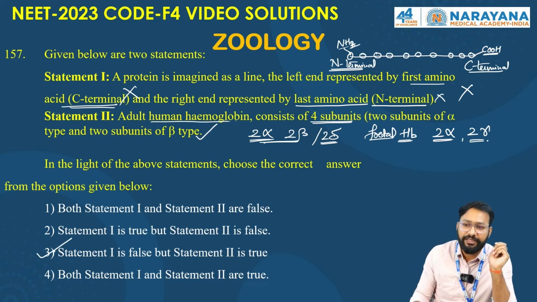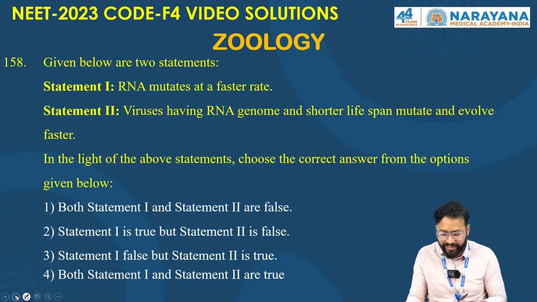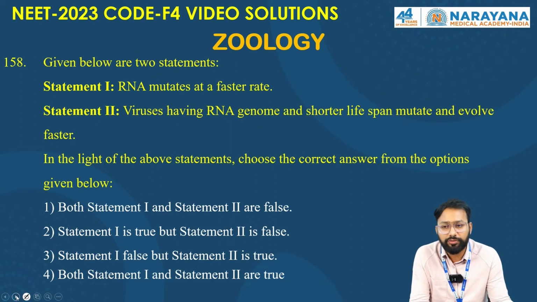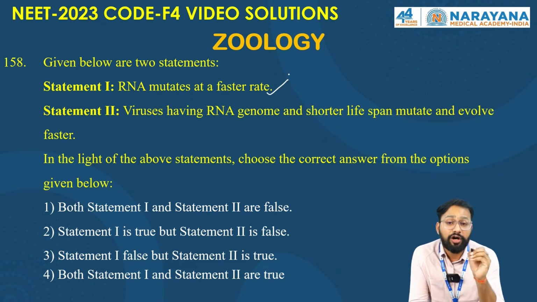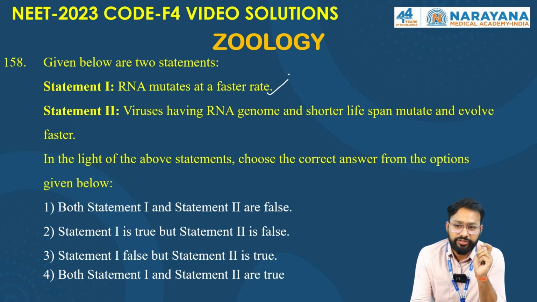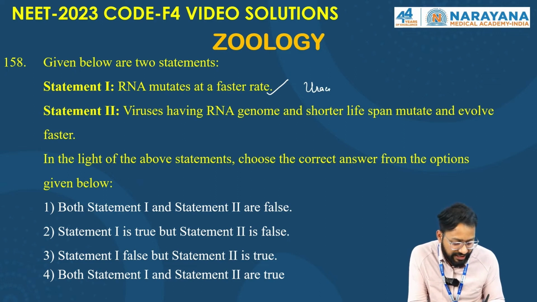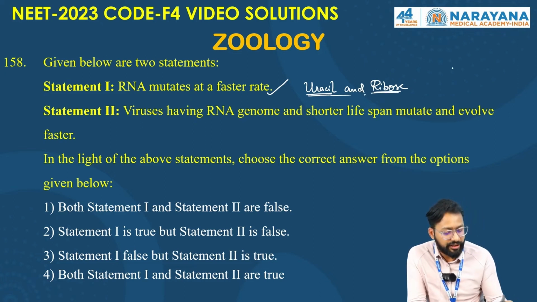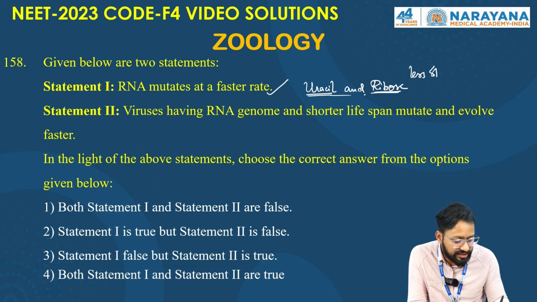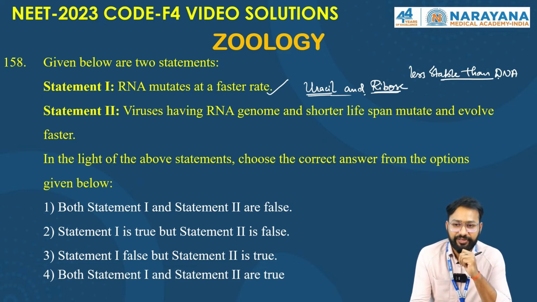Option number 3. Moving on to the next question, again related to a statement type. RNA mutates at a faster rate, which is true, right? So RNA consists of certain unstable molecules, with the presence of uracil and ribose. So it is, we can say, less stable than DNA.